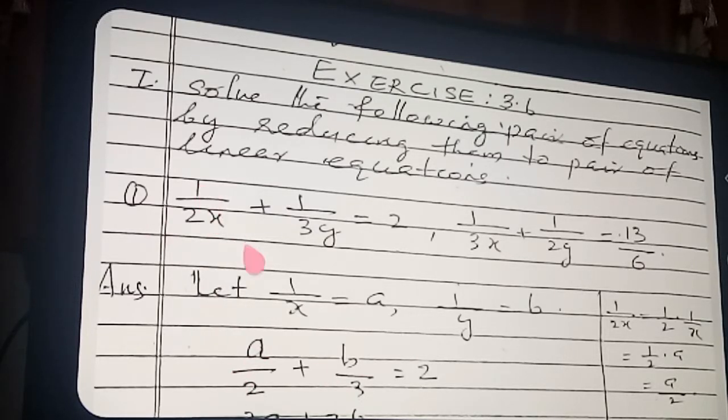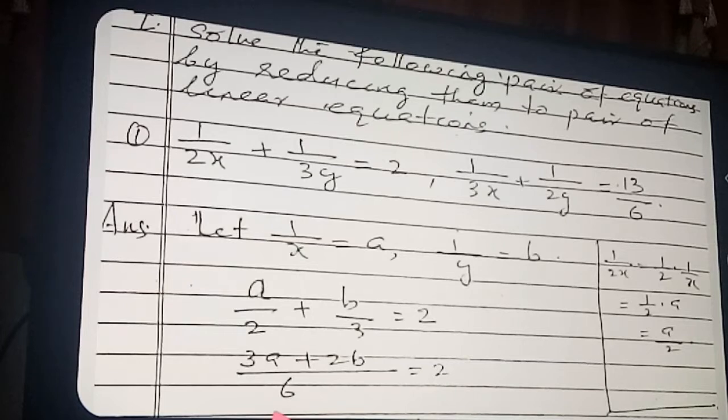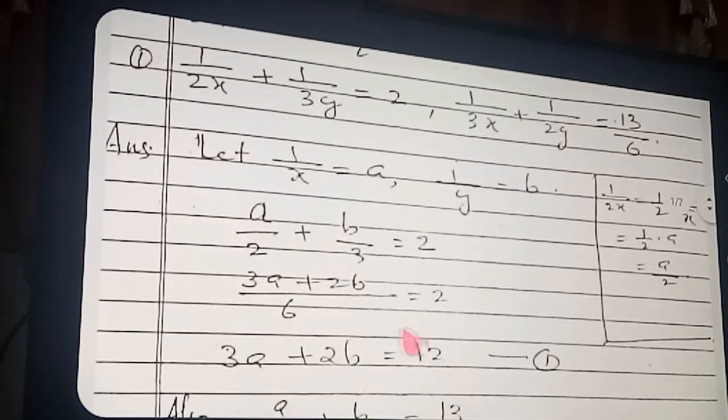So here, 1 by x we are taking as a, so the 2 will be on the downside only: a by 2 plus, here 1 by y is b, so b by 3 is equal to 2. Take the LCM, 6: 3a plus 2b cross multiplied is equal to 12. Now 3a plus 2b is equal to 12. You got the first equation now.